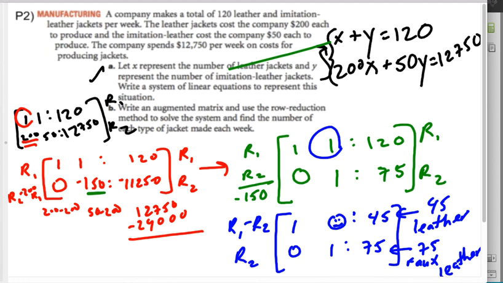Cool. So we're going to stop here because this has been a pretty long video, and then we're going to go ahead and do another one of these elimination problems with 3 variables in the next video. After that, we'll learn how to do this on a calculator too.